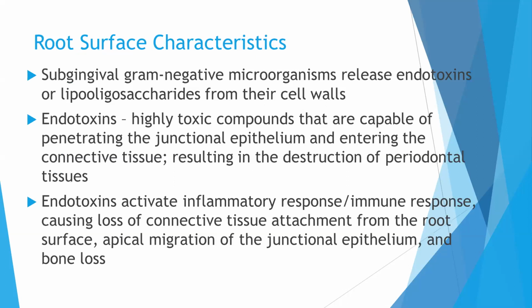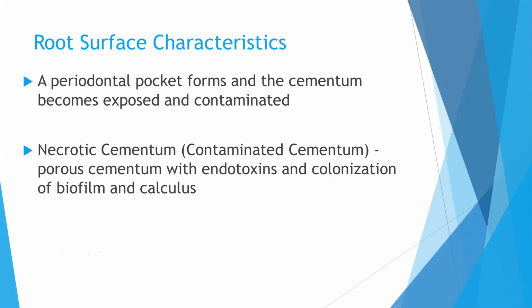So some of the root surface characteristics: you have the subgingival microorganisms, those gram-negative bacteria, that release endotoxins, or the lipopolysaccharides from their cell walls. You do have those endotoxins that are highly toxic compounds that are capable of penetrating the junctional epithelium and entering the connective tissue, which results in the destruction of periodontal tissues. And you've got endotoxins that activate the inflammatory response and the immune response, causing a loss of connective tissue attachment from the root surface, that classic apical migration of the junctional epithelium, and then bone loss.